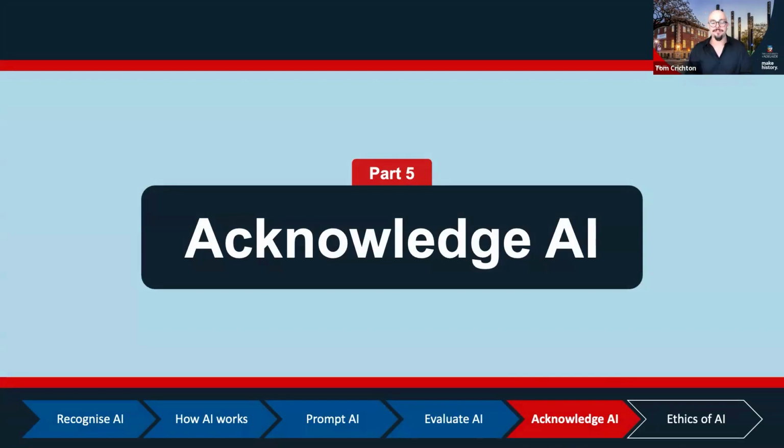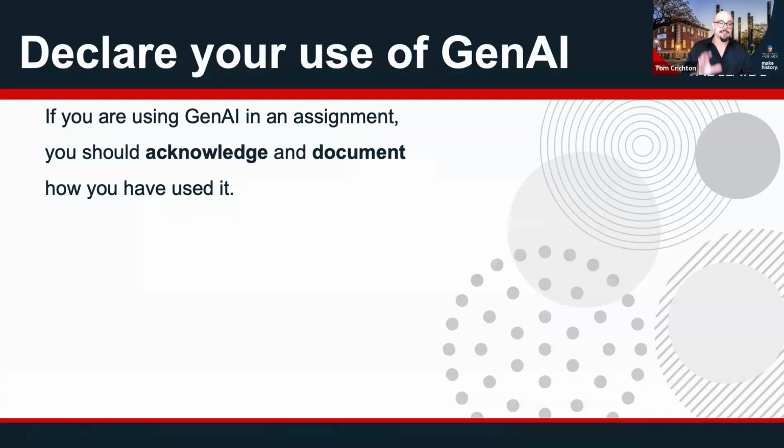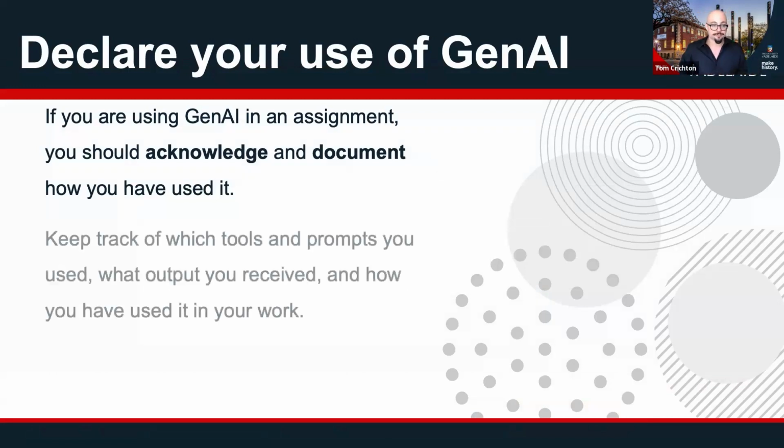So let's get started with part 5, acknowledging and citing AI. If you are using GenAI in an assignment or any kind of academic work, you should acknowledge and document how you have used it. So you should keep track of which tools and prompts you have used, what output you received, and how you have actually used it in your work.